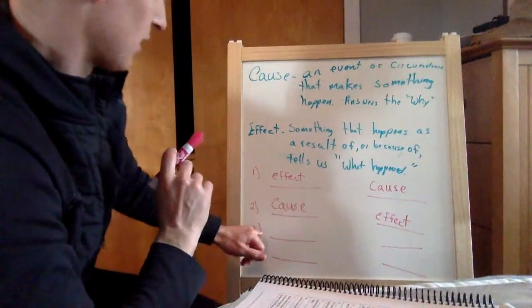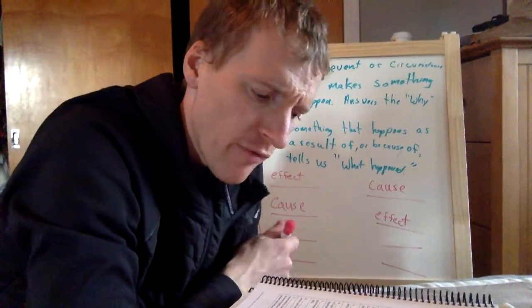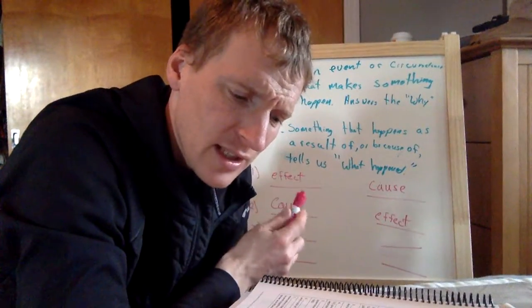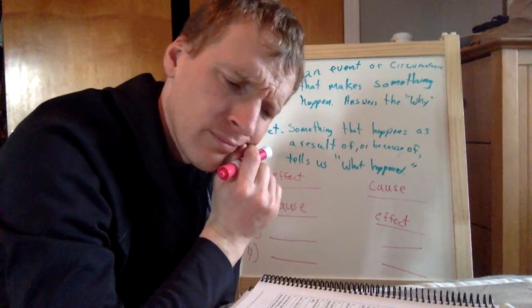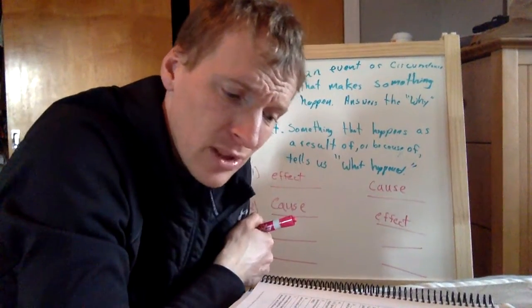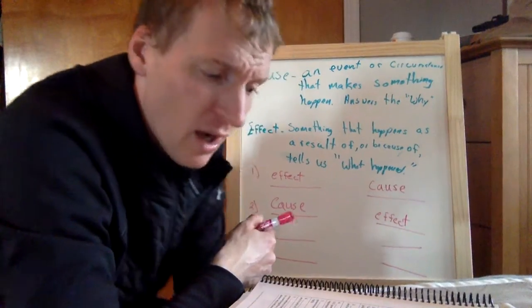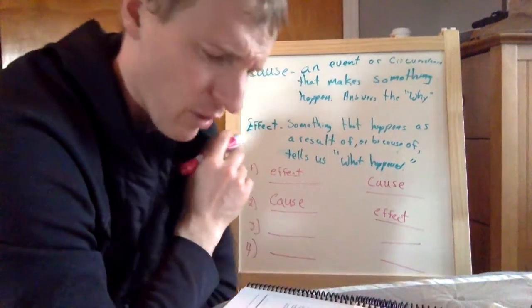Number 3. Brutal fighting and a cycle of revenge erupted because immigrants and U.S. citizens moved west looking for new opportunities, or immigrants and U.S. citizens moved west looking for new opportunities because brutal fighting and a cycle of revenge erupted?